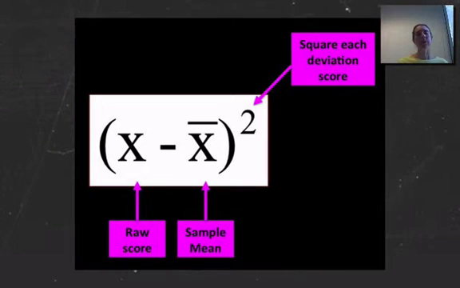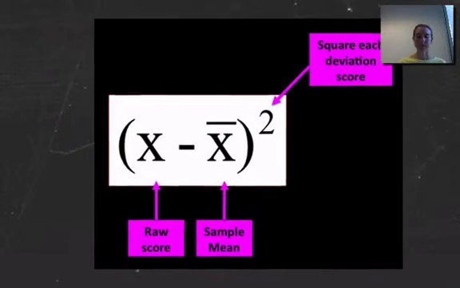Now, we could take the absolute value of each of these numbers and take the average of that, but because stats like to make things confusing, we're going to make things a little bit more complicated in this case. So instead of taking the absolute value of each number, what we're actually going to do is square each value. So we take the raw score minus the sample mean, again that's the deviation score, and then we just square that, multiplying it by itself.